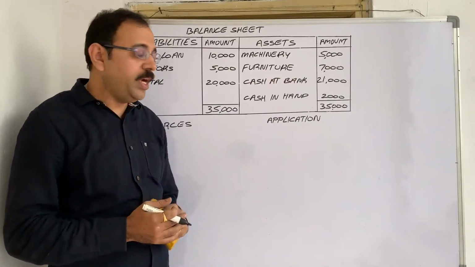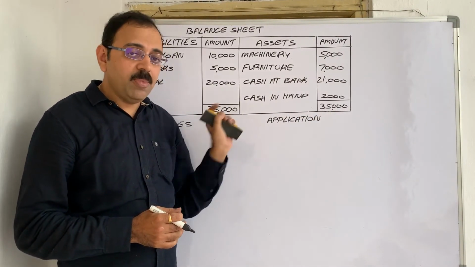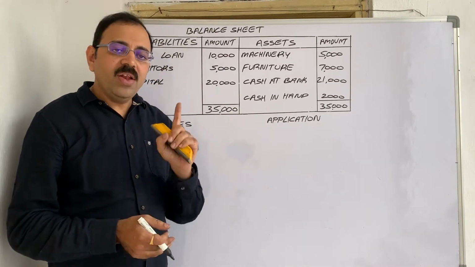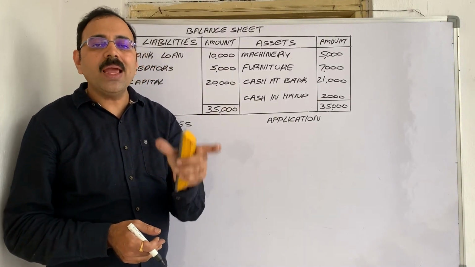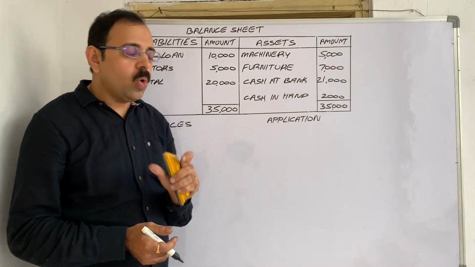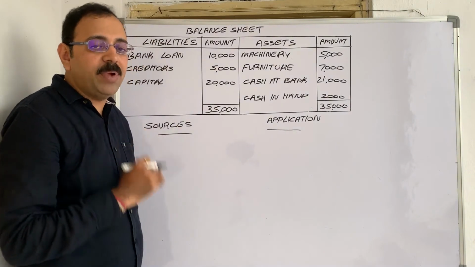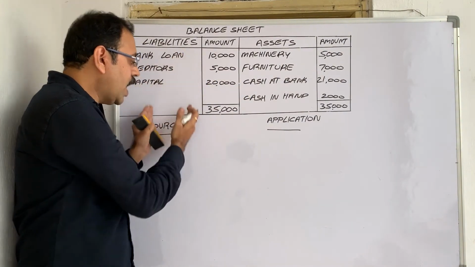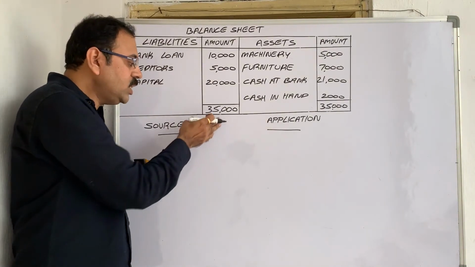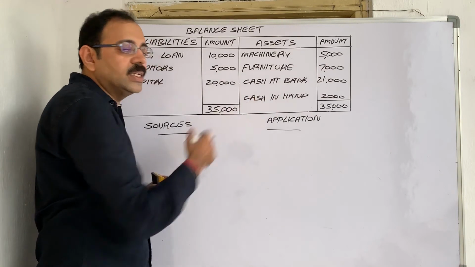In a balance sheet, the liabilities total and the asset total should be the same, no? Why? One reason is already explained to you. Balance sheet is nothing but a statement which shows the sources and application of capital. How money came, we record under the liability side. How this money is utilized, we record under the asset side.